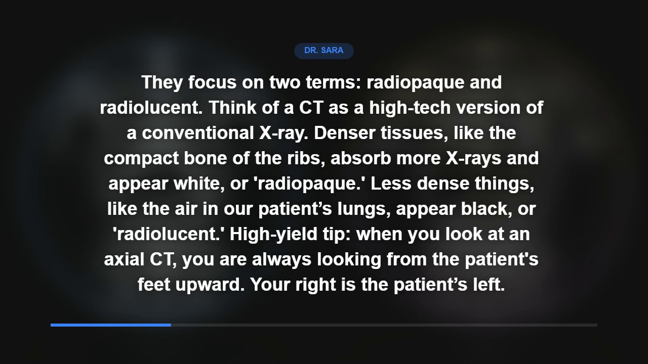They focus on two terms, radioopaque and radiolucent. Think of a CT as a high-tech version of a conventional X-ray. Denser tissues, like the compact bone of the ribs, absorb more X-rays and appear white or radioopaque. Less dense things, like the air in our patient's lungs, appear black or radiolucent.